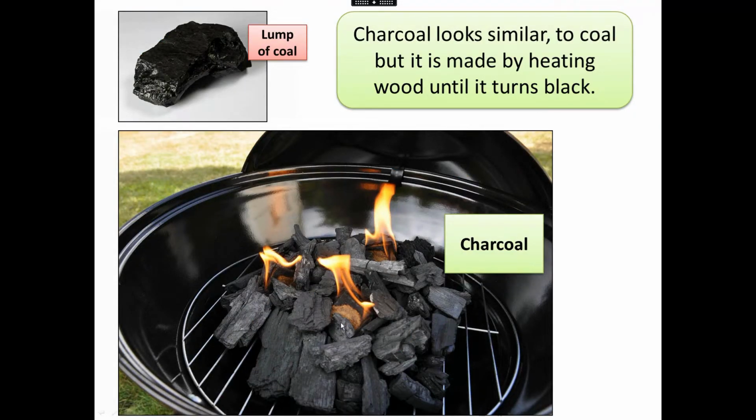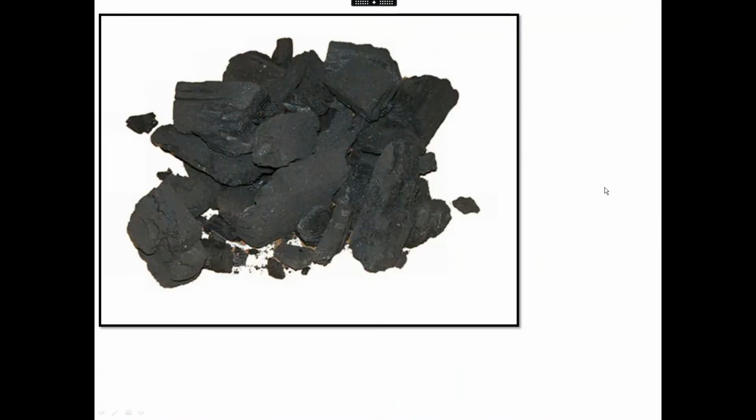Charcoal looks very similar. It also looks like black lumps, but it's actually made from wood. So we cut down trees and then heat them until the wood turns black. That makes charcoal fuel. So if you use charcoal on a fire or on a barbecue, it's actually made of wood, which has been charred until it turns black. So that's a bit different to a lump of coal, which is made of pure carbon, and there might be other things mixed in there as well, but it's mined from underground.